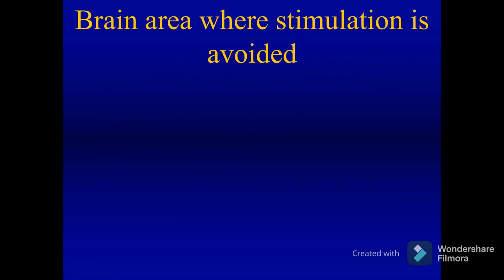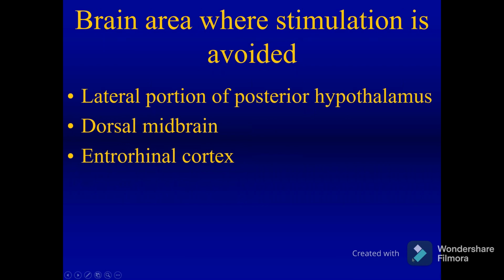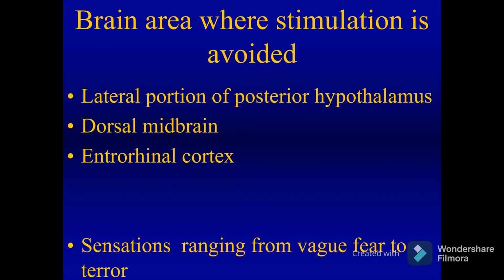Brain area where the stimulation is avoided: the lateral portion of the posterior hypothalamus, then the dorsal midbrain, then the entorhinal cortex. The sensation ranges from vague fear to terror.